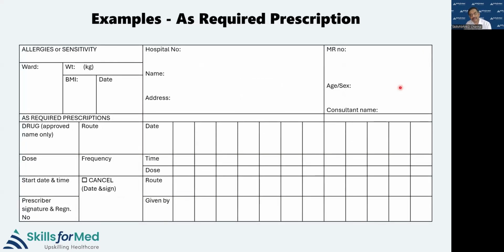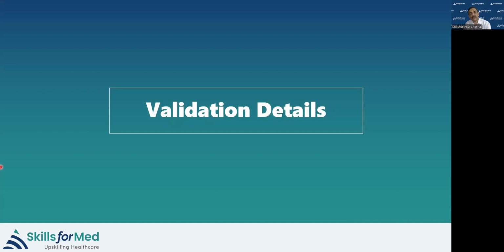And as required, otherwise known as PRN medication. Here you write the name, route, all these things the same as regular medication, but you have to tell the frequency, the maximum frequency of a PRN medication. You don't want them to use it more frequently than that, so that is very important to enter here. And then the nurse will write what time it was given. So that's about the drug details.